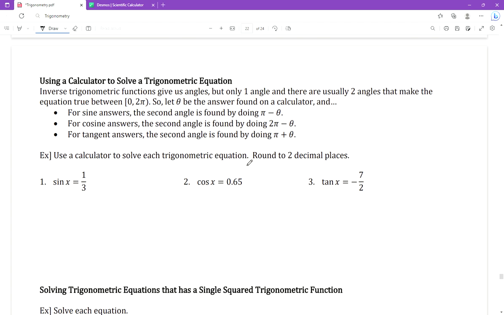All we have to do is mess with our final answer, because our calculator will give us a single answer because we need to use inverse trig. So remember, inverse trig will always give us angles. So let's solve these. For number one, solving sine of x equals 1/3.